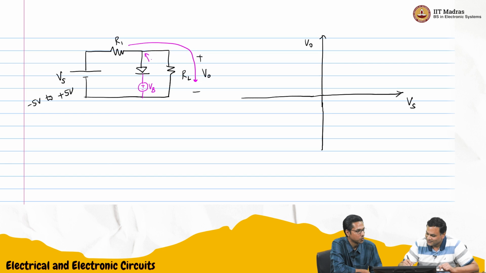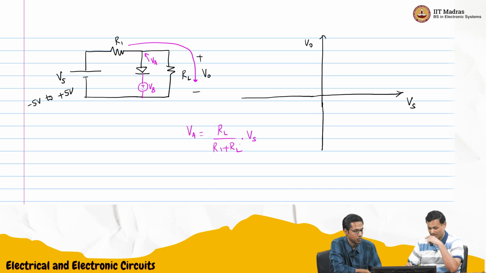I'll call this V anode. That V anode voltage is RL by R1 plus RL times Vs. And we need to compare that to VB. When this VA reaches VB, then the diode will turn on. So till then, the output will just be this.